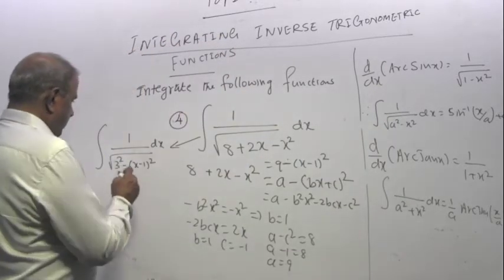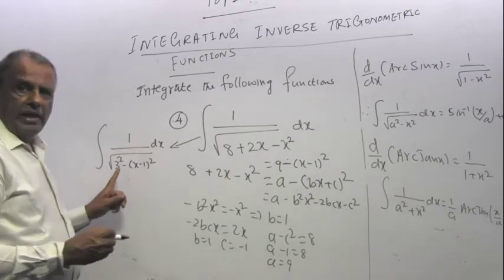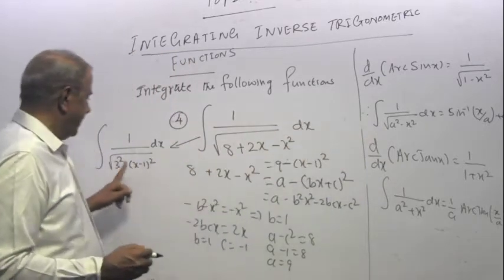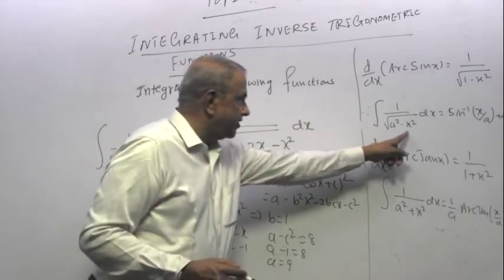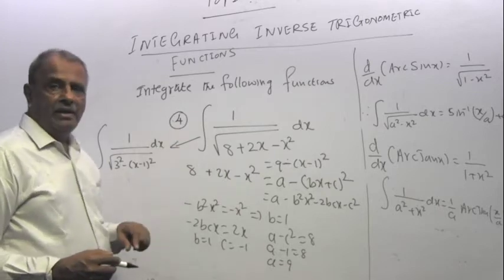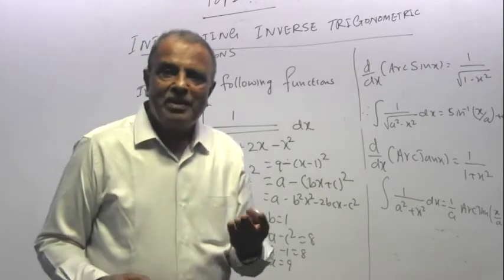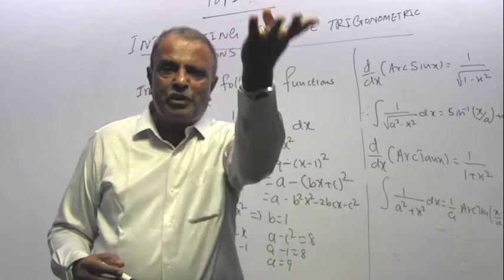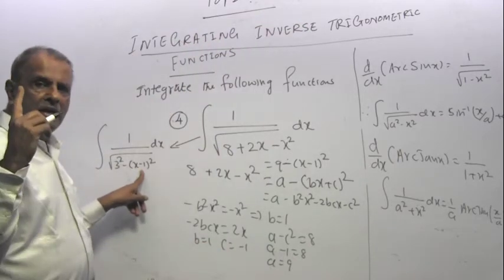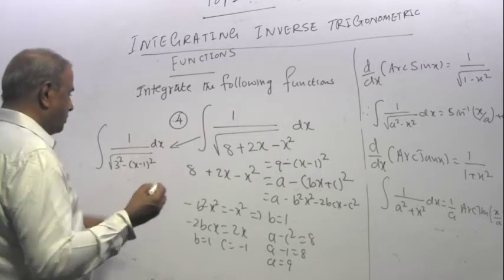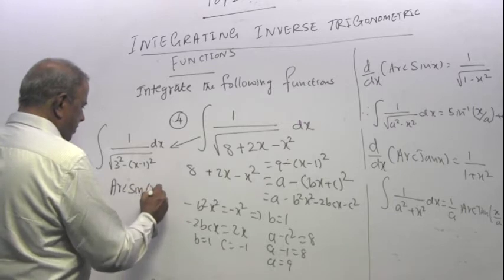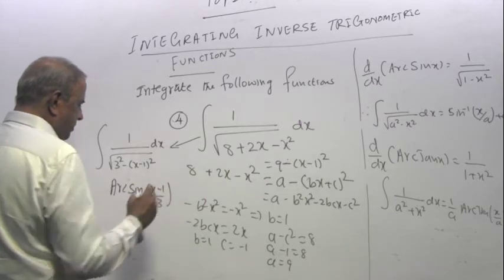So this resembles 1 over a squared minus x squared. Your a is 3, your x is x minus 1. Can I apply the formula? What's the rule? Differentiate the x function you have noticed, x minus 1. What do you get when you differentiate? 1. It's a constant, so I can apply the formula. So it is arc sine of (x minus 1) over 3.